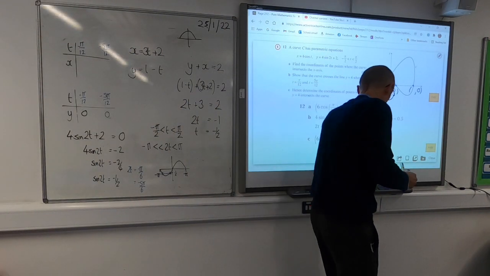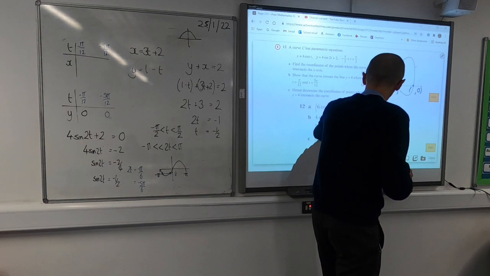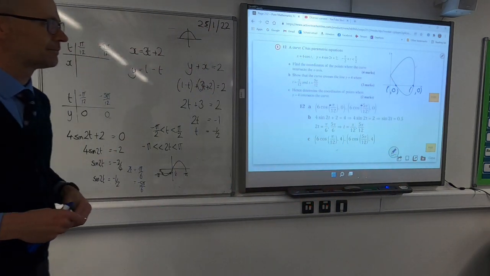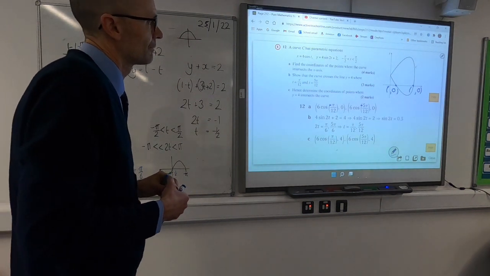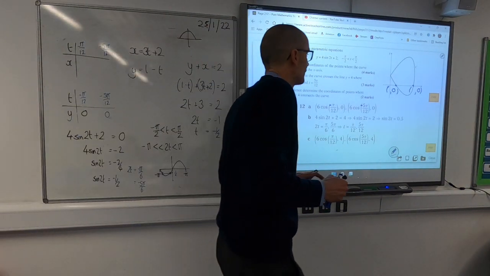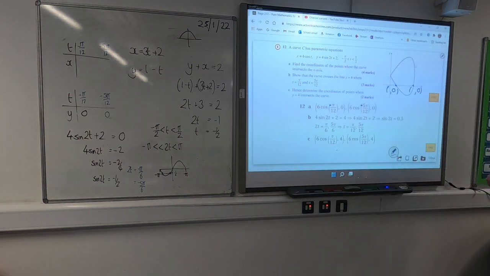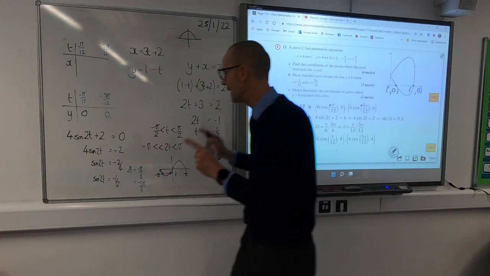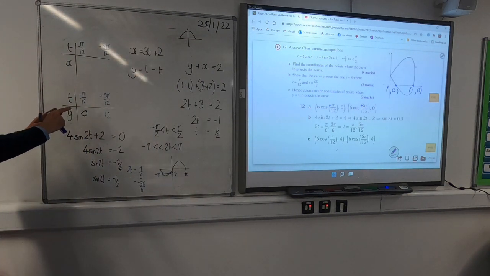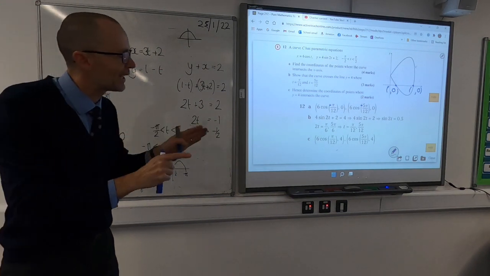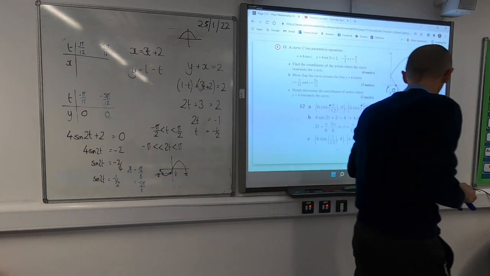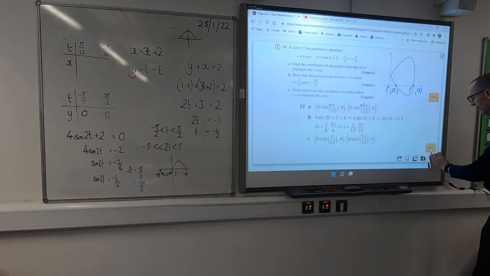So I'm going to dig my heels in and say that's an unnecessary complication. And I don't know why they didn't work it out and round it to 3 sig figs, because it's not a particularly nice value anyway. So we work out the values of t that make y equals zero, and then we substitute those same values of t into the x equals equation to get the x values. Again, I keep saying I don't like the way they've done this question.